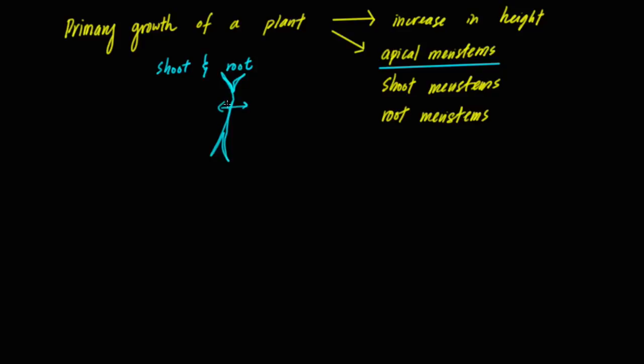Now, we are able to see the primary growth of the plant because it helps the plant to increase in height. The tissues which bring about the primary growth are called the apical meristems. This includes the shoot meristems and the root meristems. Meristems are basically parts that are able to constantly do mitosis and constantly produce new cells.